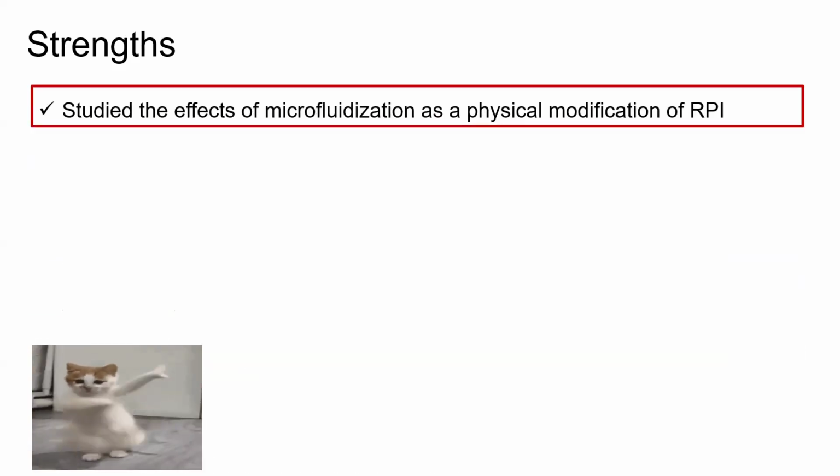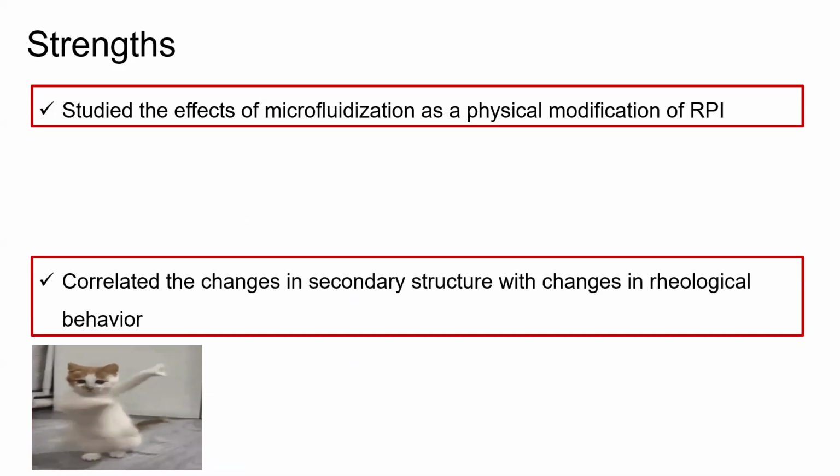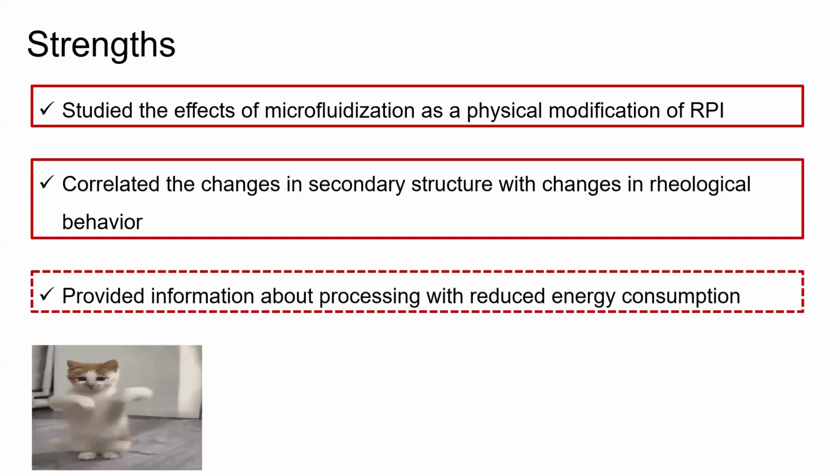The strengths of this paper are few, I think. They studied microfluidization as a method of physical modification of rapeseed protein isolate. And they correlated well the changes in the structure and how the functional properties, overall the rheological behavior, changed. They said that this kind of treatment can reduce energy consumption. So it is a physical modification method they have done.